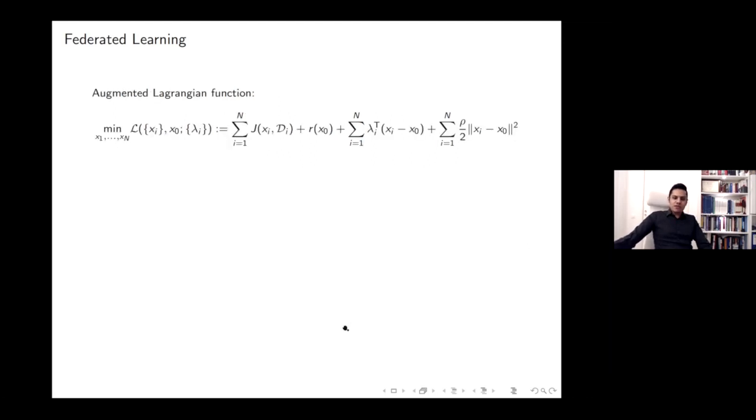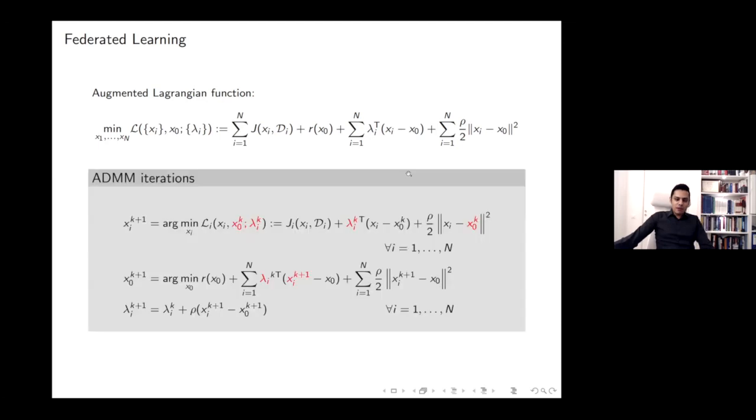So we can then solve this using ADMM. We can write the augmented Lagrangian of this function by relaxing this coupling constraint. So we have the Lagrange multiplier for this coupling constraint, and we add this additional quadratic penalty term that penalizes the constraint violations between the different subproblems.